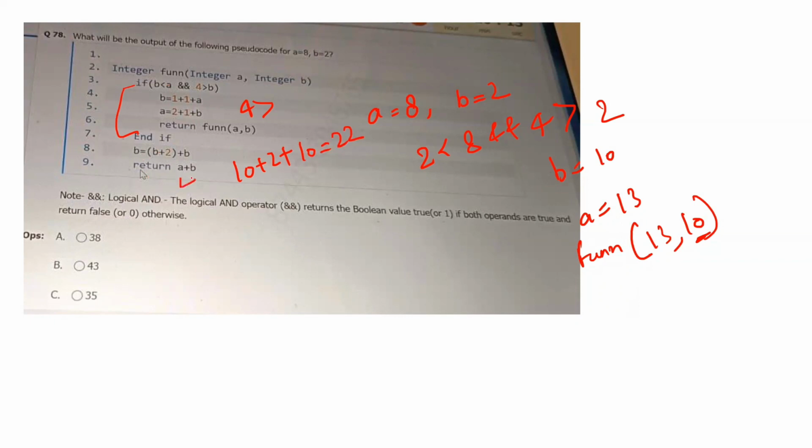And at the end we're returning A plus B. So A is 13 and B is 22. If you add it up, what will we be getting? We'll be getting 35, right? So option C will be the correct answer for this particular question. Okay, I hope that it makes sense.